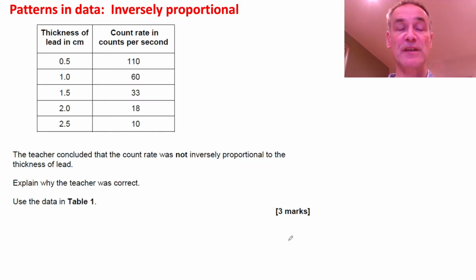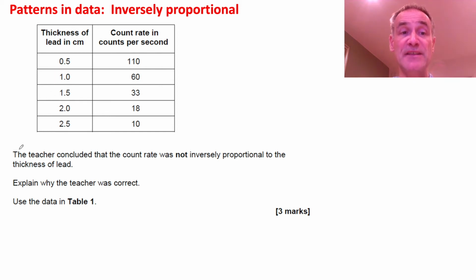So let's now have a look at another pattern. This is inversely proportional. So you've got the thickness of lead in centimetres and you've got the count rate from the Geiger counter in counts per second. Notice as well my independent variable is going up by 0.5 each time.